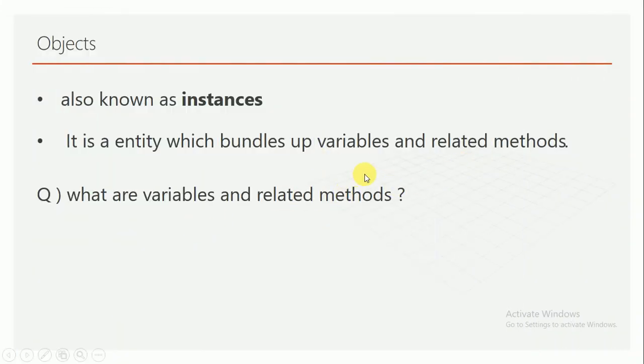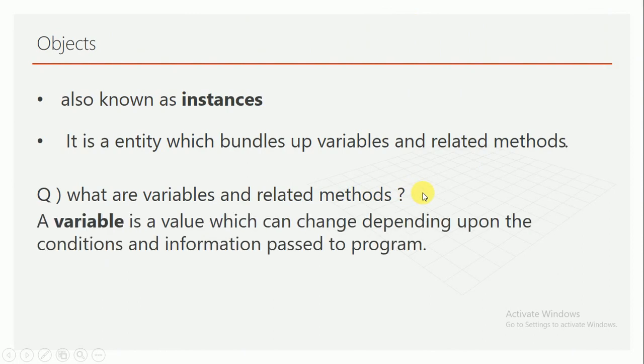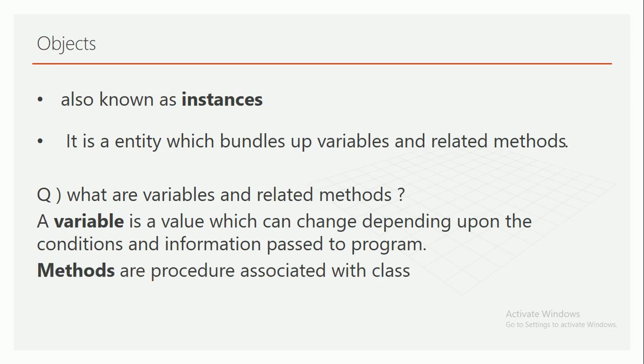So what are variables and methods? Variables are values which can change according to the condition, because if we change the television channel number, the variable of the channel number will change. If we change the cable number, it will change, and so on. Methods are the procedures associated with the class, because these methods are used to perform various functions on the objects.